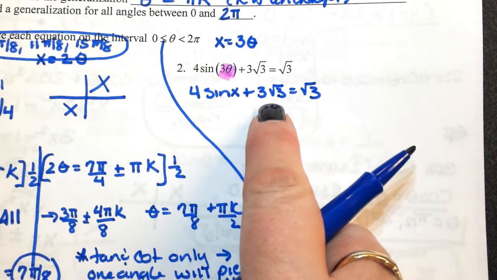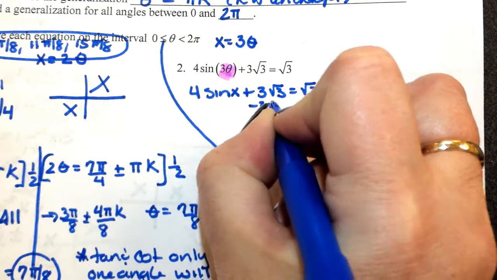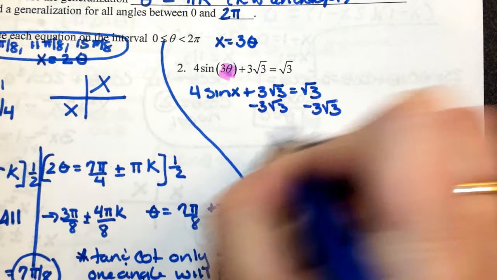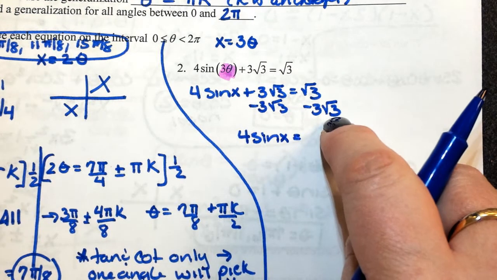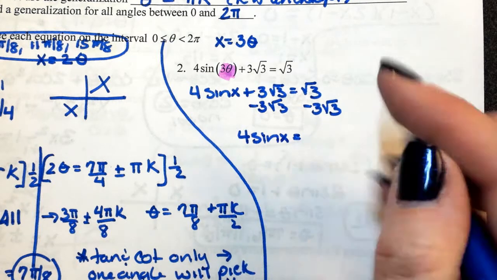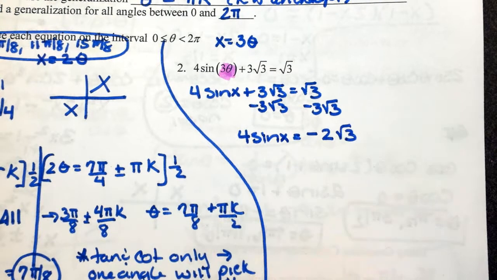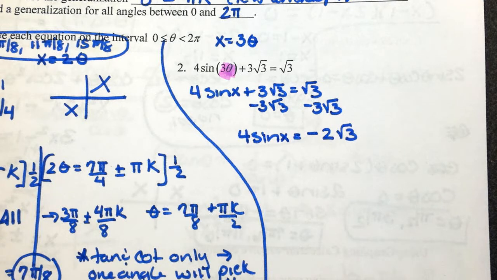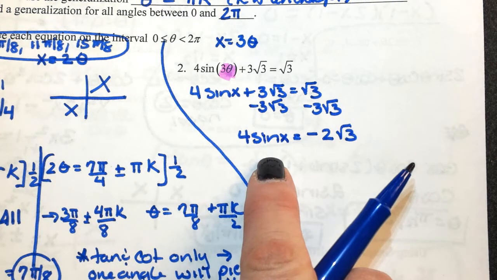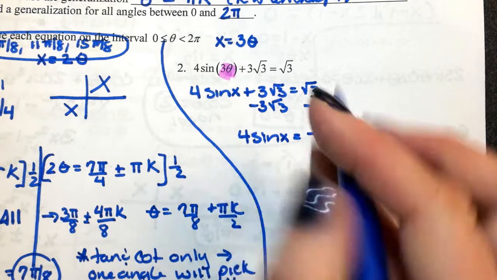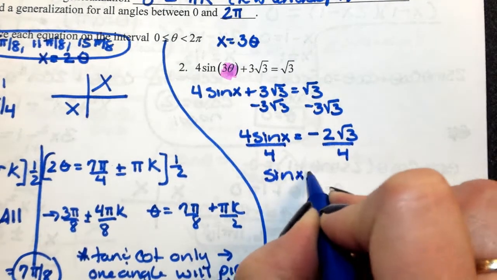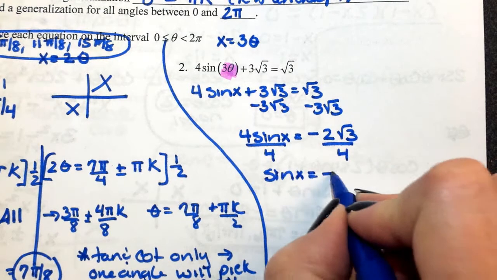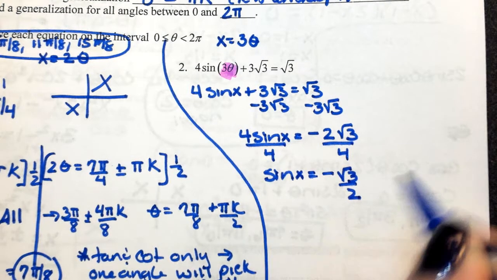If this was just a 2, what would you do? Subtract it. So what are we going to do to both sides first? Subtract 3 square root 3. So I have 4 sine x. What's square root of 3 minus 3 square root 3? -2 square root 3. Sine still isn't by itself, so what do we have to do next? Divide by 4. So we end up with sine of x is equal to, when you simplify this fraction, negative square root 3 over 2.